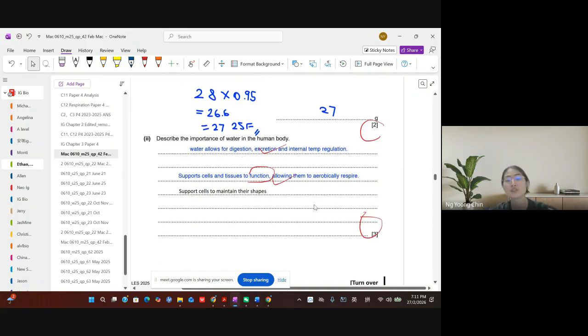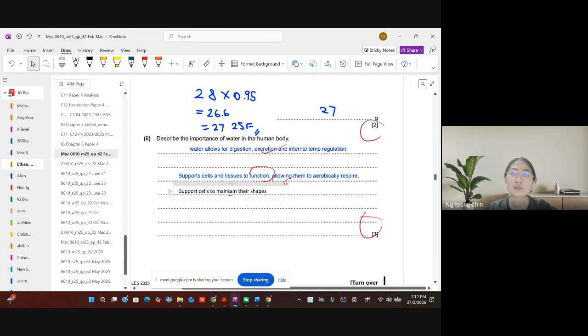The importance of water. This one supports cells and tissues to function. It's a bit weird when I look at this statement. Water allows chemical reactions to take place. It is the medium for chemical reactions. It can help digestion, excretion, and other body processes. And most important, especially in the plant cell.